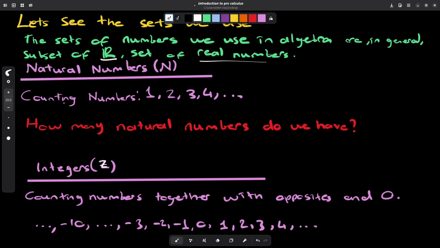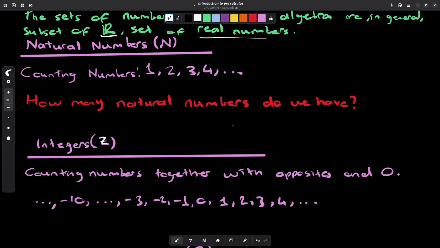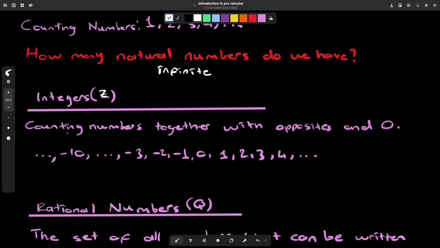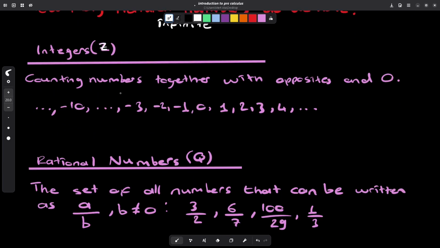This set is also known as counting numbers. 1, 2, 3, 4 goes to infinity like this. How many natural numbers do we have? The answer is clearly an infinite amount, right? Integers are also counting numbers, but together with opposites and zero. This part is our natural numbers, but we add a zero and we add the negative sign of every natural number.